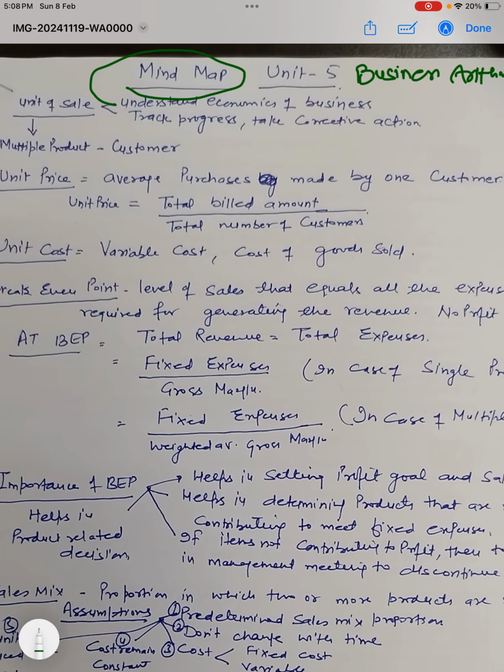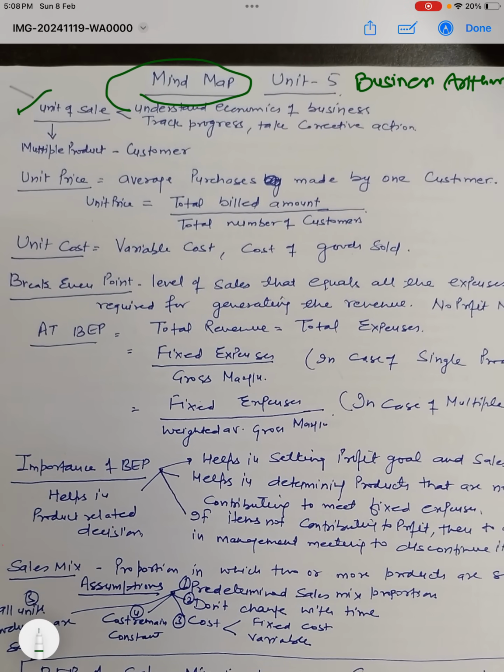The first concept is unit of sale. You all are aware about unit of sale. You have done it in your class 11. Basically, what is unit of sale? Unit of sale is the yardstick to measure the quantity. Like if a seller is selling only one product, let us say apples, then his unit of sale will be kg, as apples are sold in kgs. If a person is selling milk, then milk is measured in liters, so in that case the unit of sale is liter.